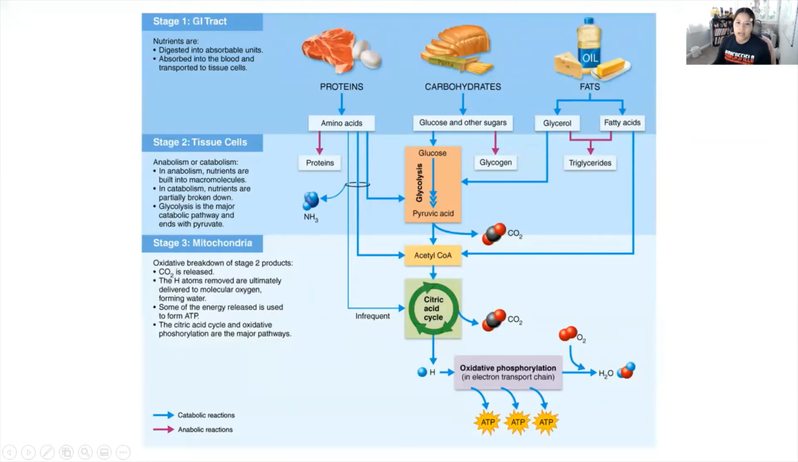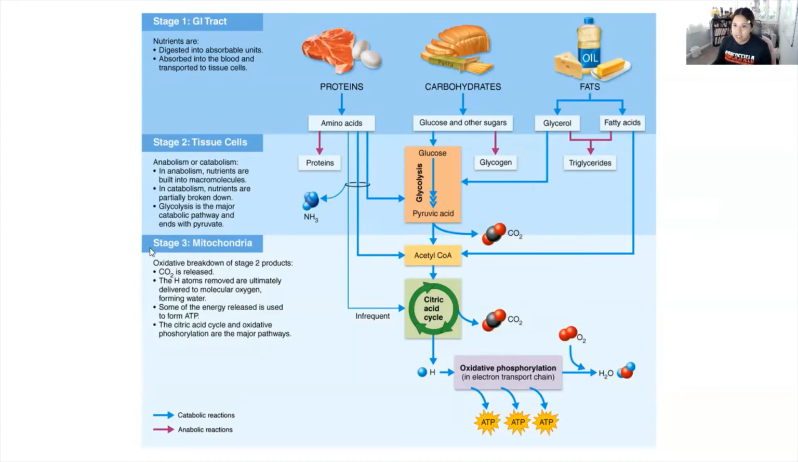So here is a diagram of the 3 stages of metabolism. Stage 1 is going to happen in the GI tract. This is us digesting the food that we eat and absorbing those nutrients in the small intestine, and eventually that gets transported into the blood and then our tissues. And we're going to talk about each one of these macromolecules in detail. But proteins get broken down to amino acids and absorbed. Carbohydrates get broken down to glucose and other sugars, other monosaccharides, and get absorbed. And then fats, lipids, get broken down into glycerol and fatty acids.